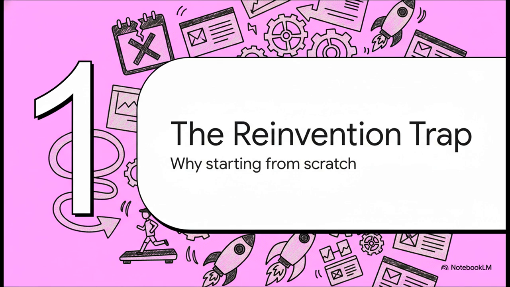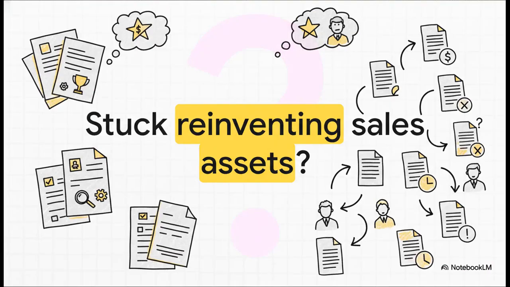Okay, first up, the reinvention trap. You know what I'm talking about? It's that endless cycle of creating these custom, one-off assets that all kind of look the same, but you build them from scratch every single time. It's super inefficient, it leads to inconsistent messaging, and honestly, it's a huge tax on your calendar, especially if you're a team of one.